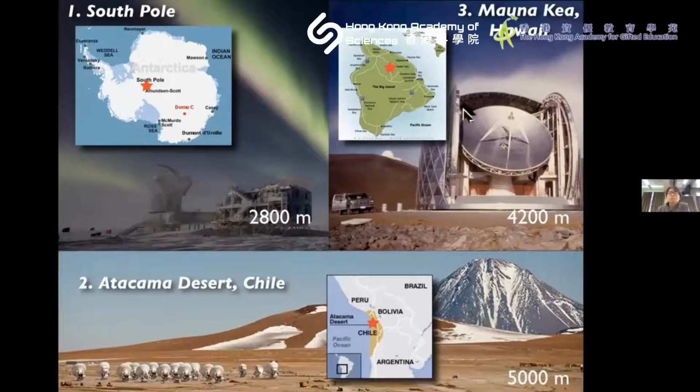This volcano in Hawaii is a very popular site. We can build a 10-meter scale telescope there, and Chile is the most popular site. You see lots of telescopes here. And actually the driest site is the South Pole. The reason is it's very cold, so all the water vapor is locked into ice and falls to the ground. So the best site is actually the South Pole.